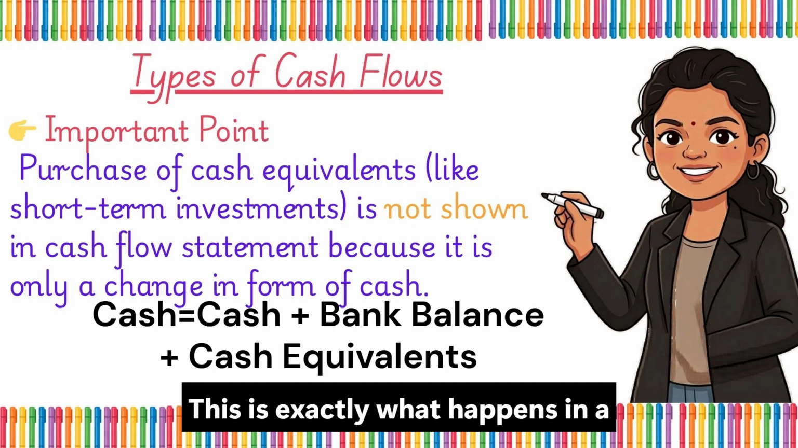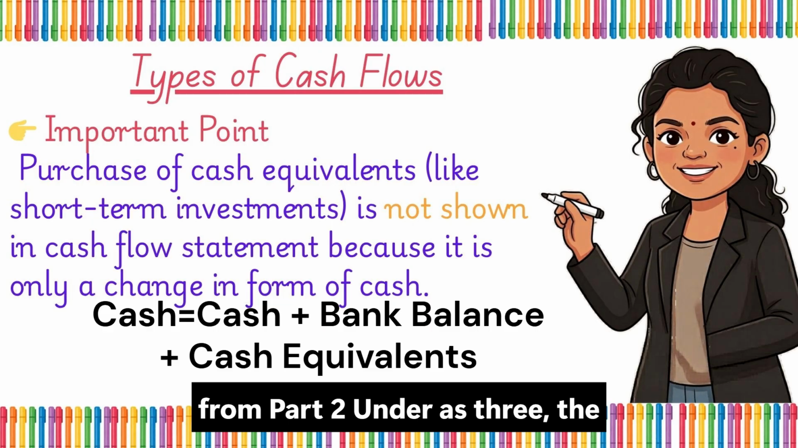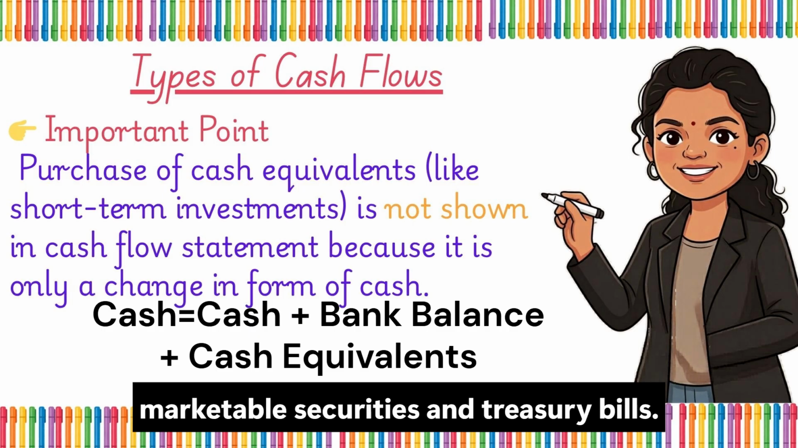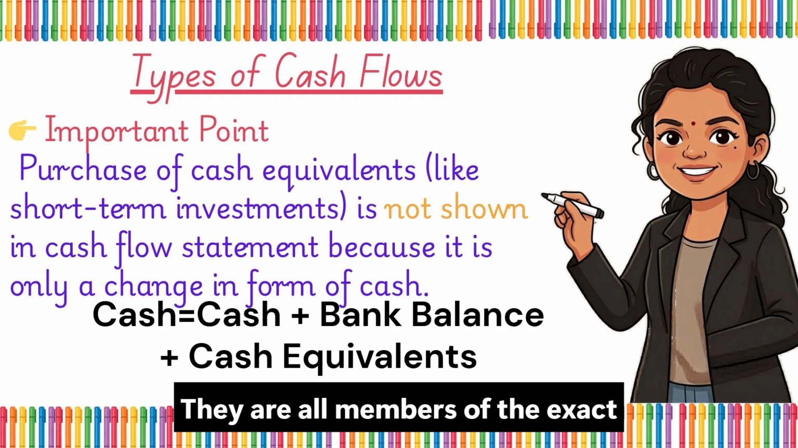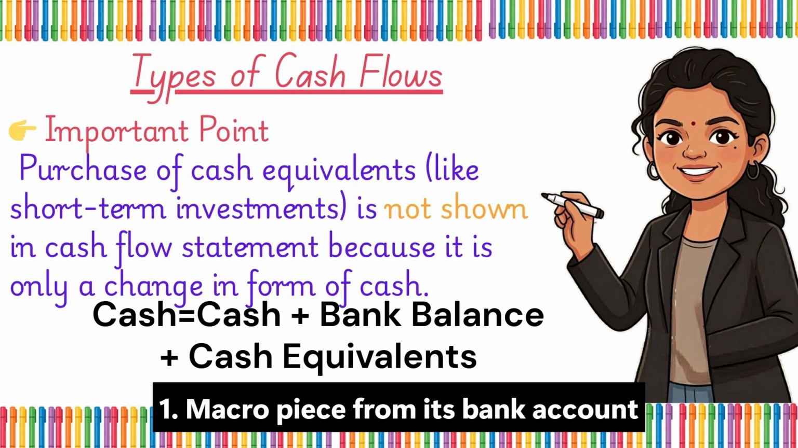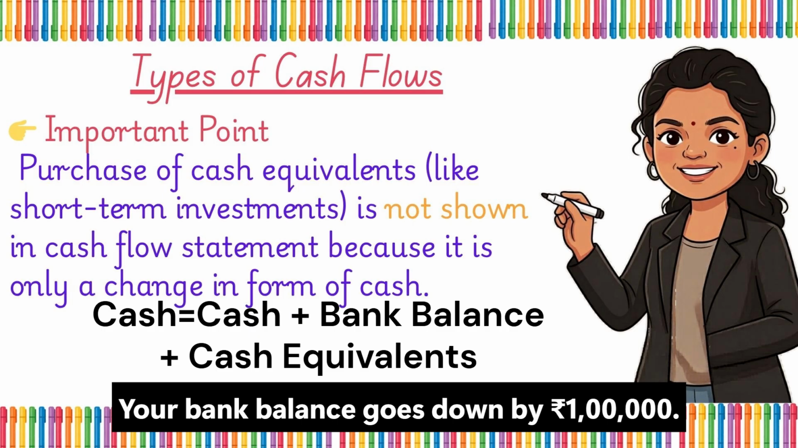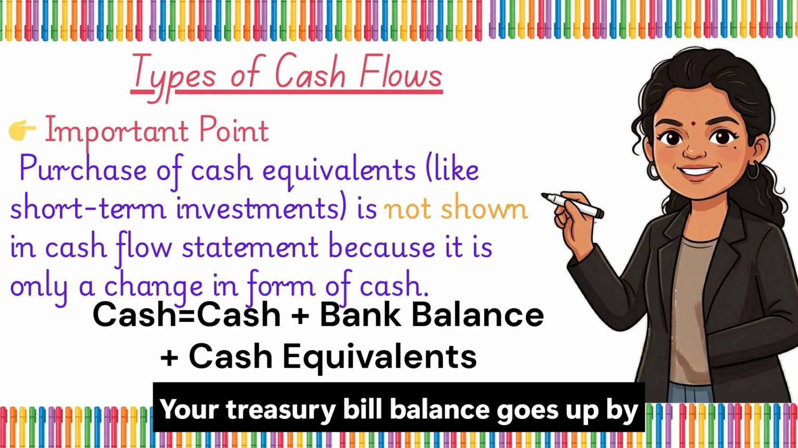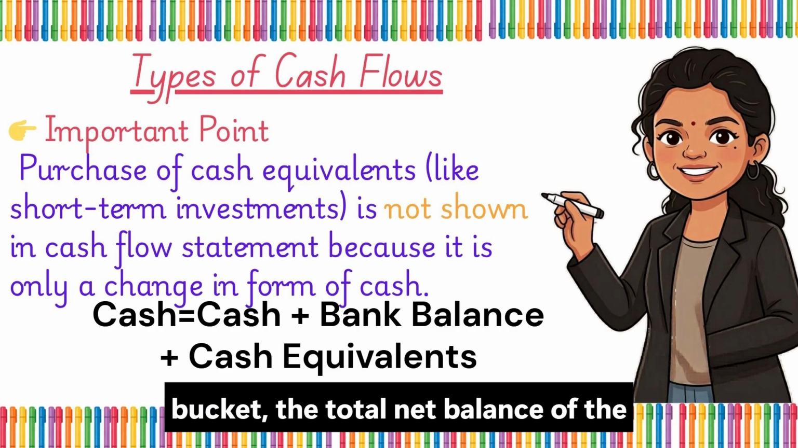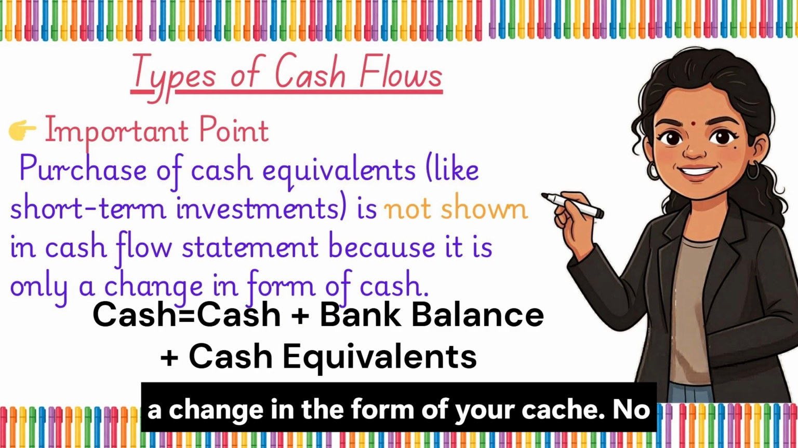This is exactly what happens in a company. Remember our golden definition from part 2? Under AS 3, the term cash actually means cash plus bank balance plus cash equivalents like marketable securities and treasury bills. They are all members of the exact same family. So, if a company takes 1 lakh rupees from its bank account and buys a 3-month treasury bill, your bank balance goes down by 1 lakh rupees. Your treasury bill balance goes up by 1 lakh rupees. Since both items live inside the exact same cash and cash equivalents bucket, the total net balance of the bucket hasn't changed at all. It is just a change in the form of your cash.